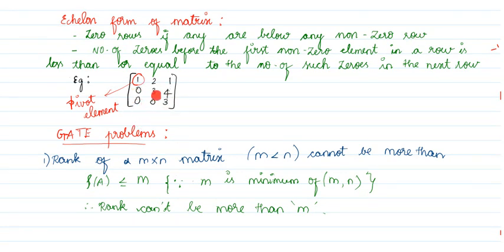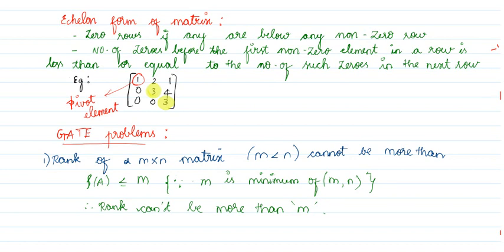If you have all zero rows, that is, all the entries of the row are 0, then it should be at the last. And the number of zeros before the first non-zero element in a row is less than or equal to the number of such zeros in the next row. See, in this example, this is the first non-zero element of the second row, and this is the first non-zero element of the third row.